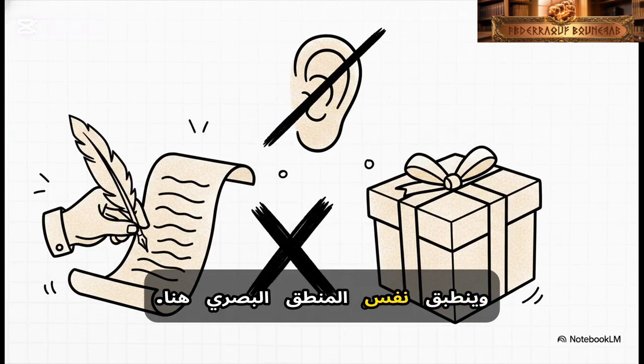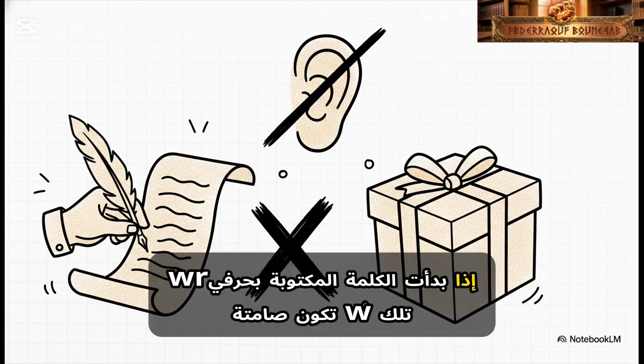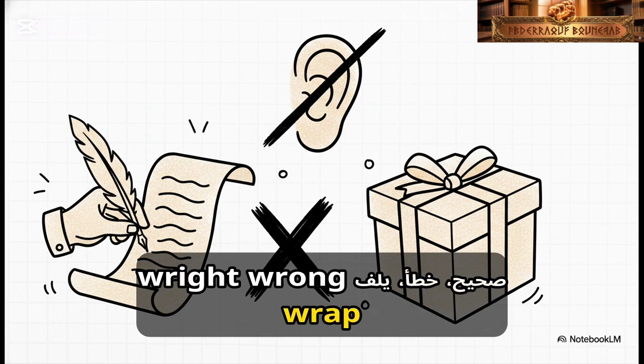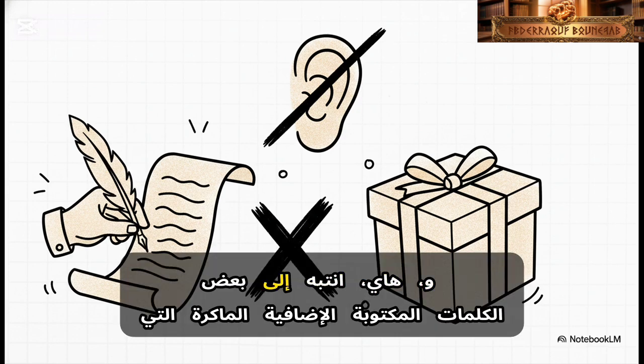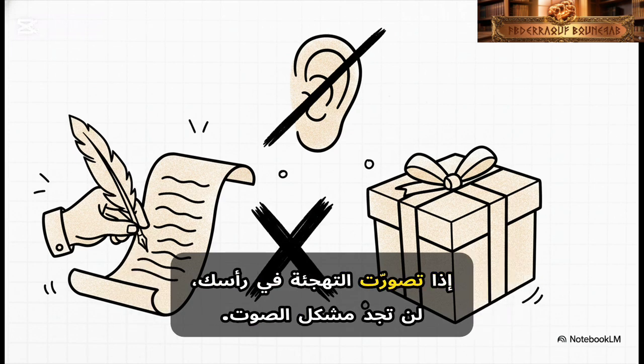And the exact same visual logic applies here. W plus R equals a silent W. If a written word starts with WR, that W is totally silent. Right, wrong, rap. And hey, keep an eye out for a few extra tricky written words that hide a silent W, like answer and the number two. If you visualize the spelling in your head, you won't stumble over the sound.